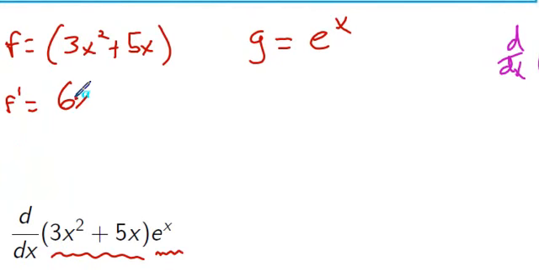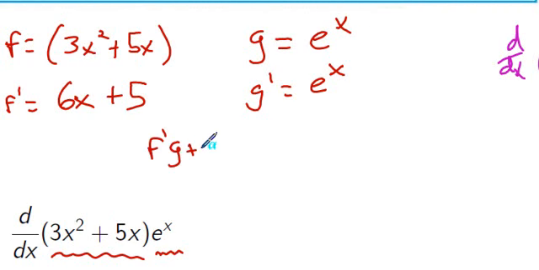This is going to be nothing more than 6x plus 5, and g prime, from what we did, yes, the long way is ln of e to the x, but we know that's simply going to be e to the x. Now piece it together, I'm going to have f prime g plus f g prime. I'm going to piece it all together. So the derivative of this guy is going to be the 6x plus 5.